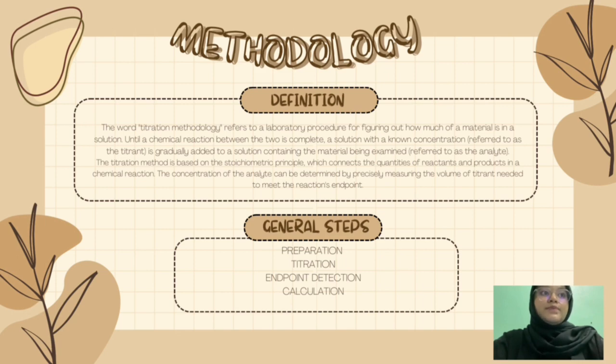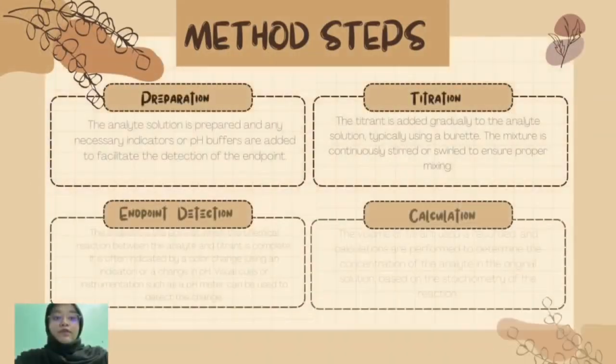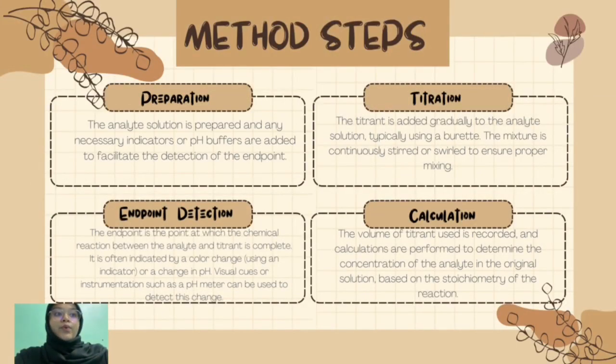The titration method is based on stoichiometric principle, which connects the quantity of reactants and products in a chemical reaction. The concentration of the analyte can be determined by precisely measuring the volume of titrant needed to meet the reaction endpoint. There are many methods to do titration and many steps of it, but we will go with a general step. First of all is preparation, then titration, endpoint detection, and the last one is calculation. So we have known the general step, right? So we will go on with the method step. I will explain further about the method that we use.